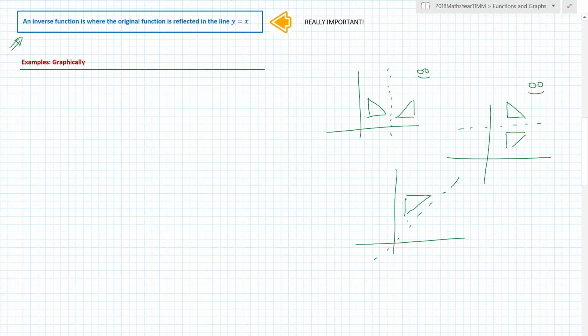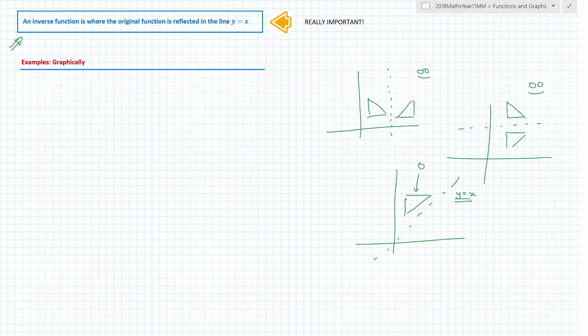The point of it is, this line here is y equals x. And the inverse is nothing more than taking an original image and flipping it or reflecting it in the line y equals x. Why? Who knows? Who cares? Not interested. I know that to do an inverse of a function graphically, I draw the line y equals x, and I just reflect it.